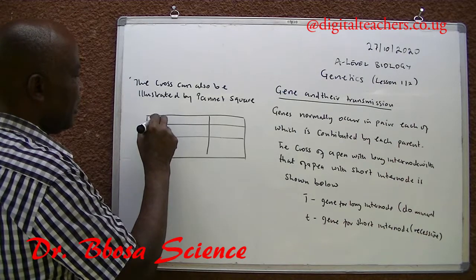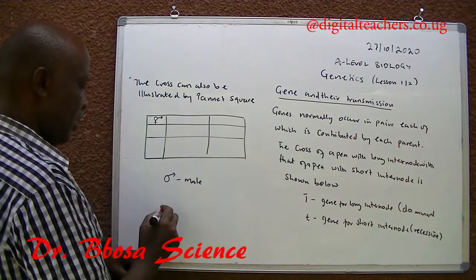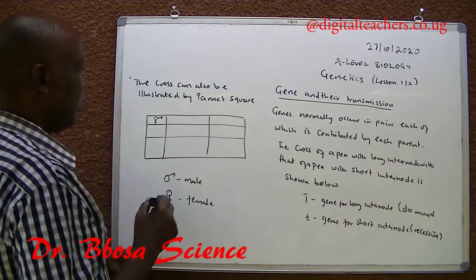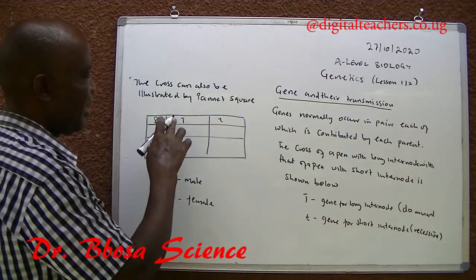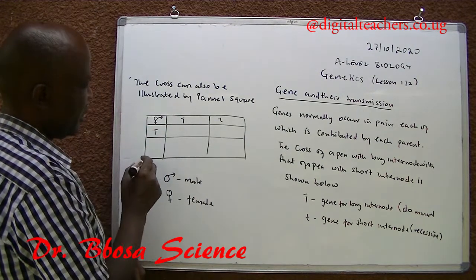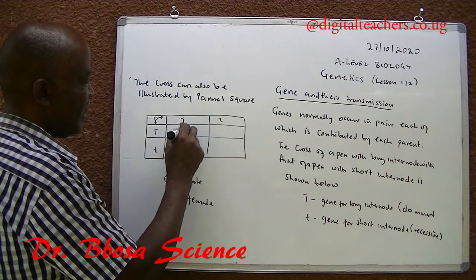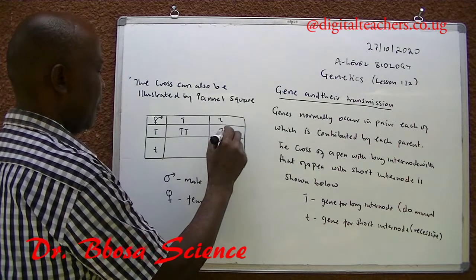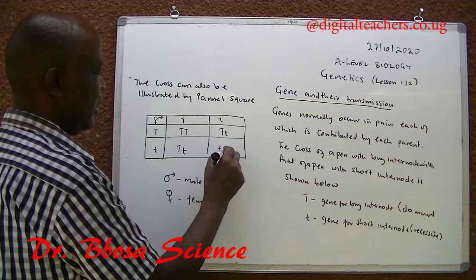So for the F1 generation, this one, the sign means male, and this one is the sign for female. So we say that the F1 generation had capital T and small t. So it can produce two gametes, one with capital T, one with small t. And also the female can produce gametes, one with capital T, one with small t. So when capital T meets with capital T, you can have an offspring with capital T, capital T, or capital T, small t, or capital T, small t, or small t, small t.